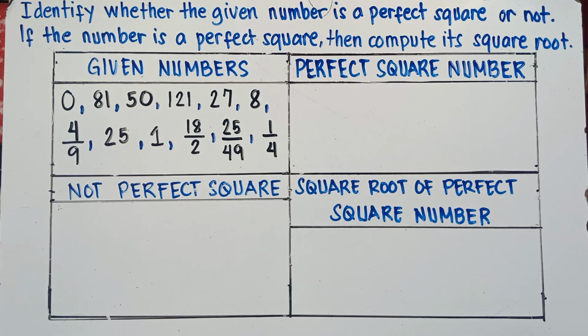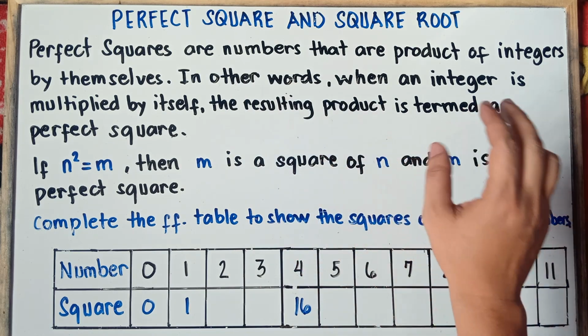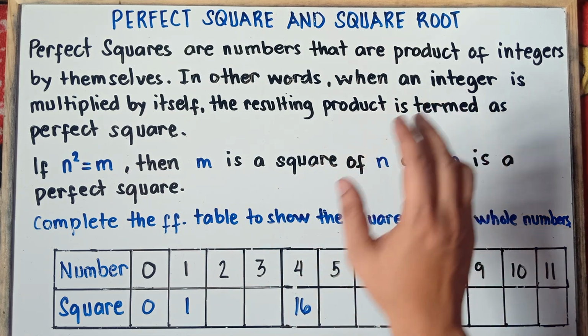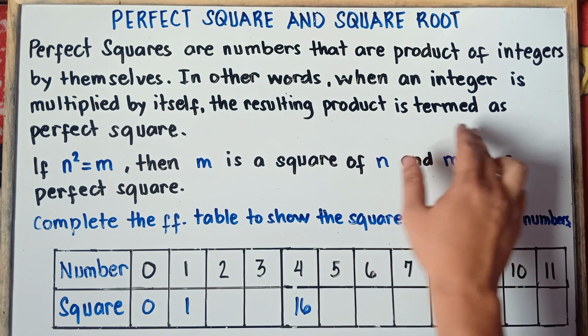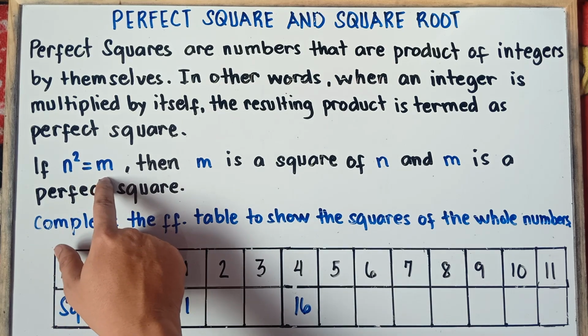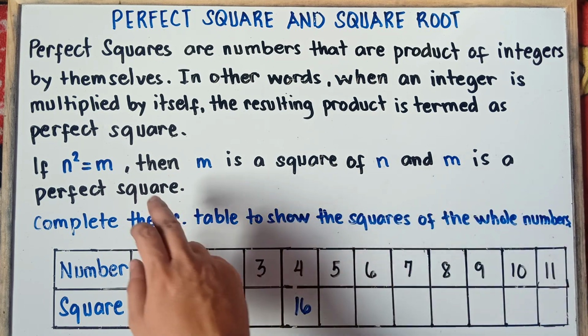Before we answer this one, class, we need to understand more with regards to the perfect square and square root. Alright, let's start with a perfect square. Perfect squares are numbers that are the product of integers by themselves. In other words, when an integer is multiplied by itself, the resulting product is termed a perfect square. If n squared equals m, then m is a square of n, and m is a perfect square.